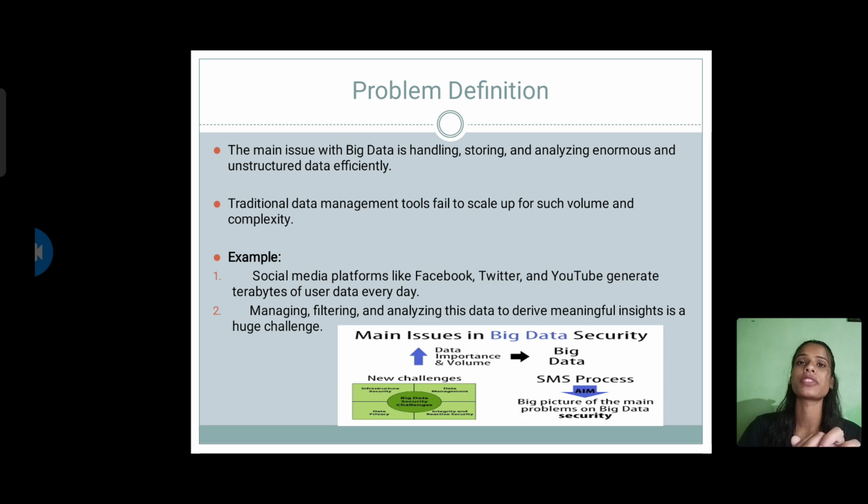The main problem associated with big data is handling, storing, and analyzing massive and unstructured data efficiently. Traditional tools are not capable of managing such high volume and complexity. For example, social media platforms like Facebook, Twitter, and YouTube generate terabytes of data every single day. Managing, filtering, and analyzing this huge amount of information to derive meaningful insights is a big challenge for organizations.